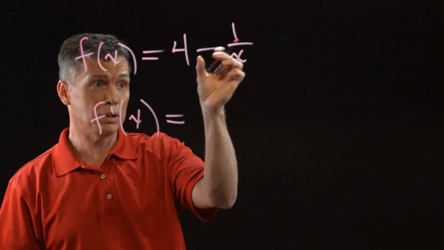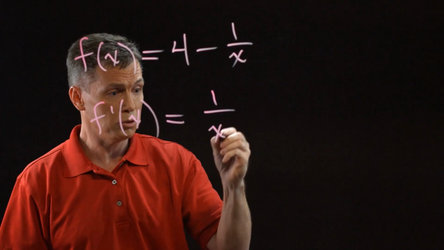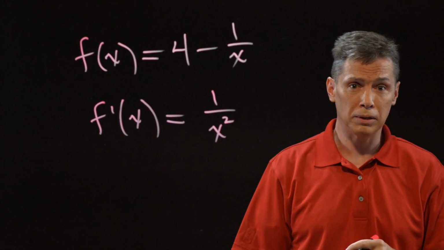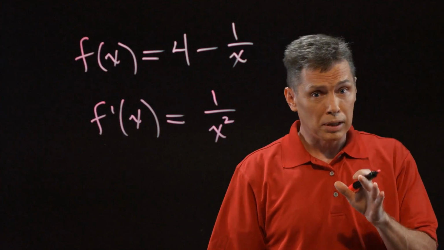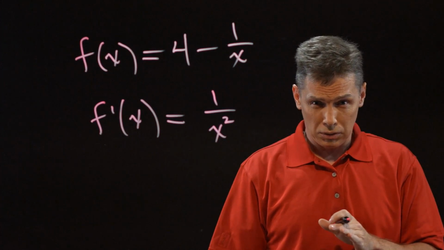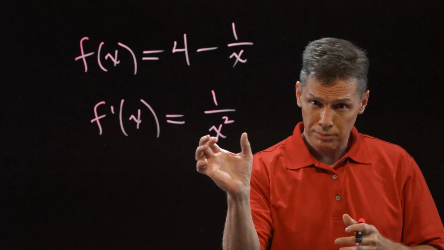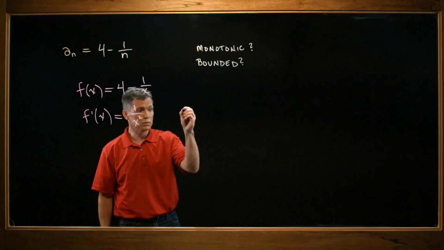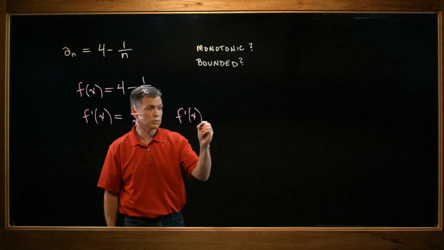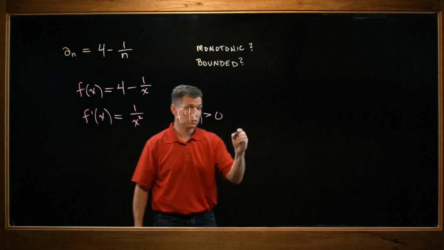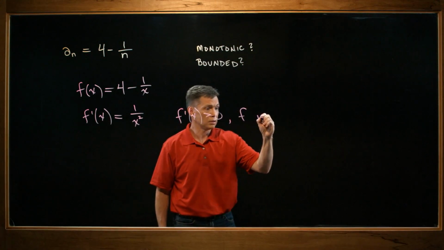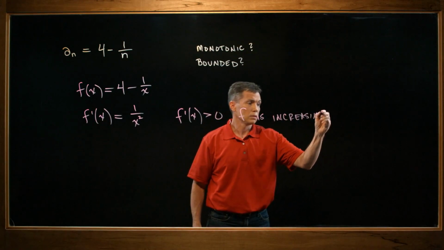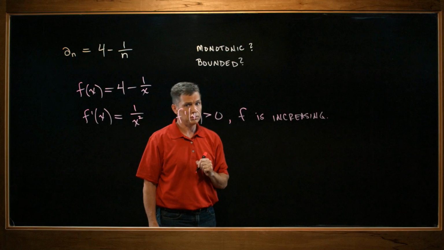The derivative is x to the minus 1 minus minus x to the minus 2 power. So it doesn't take too much work to realize our derivative is 1 over x squared. And that's really good because it doesn't matter what x is, that's positive. Right? The numerator is always positive, the bottom being squared is always positive. So since f prime of x is always positive, f is increasing. That would be our result from the first derivative test.